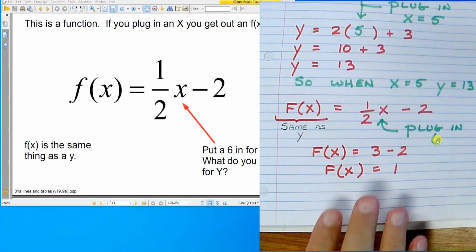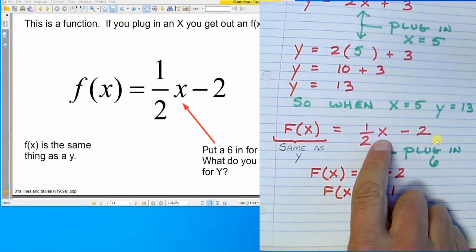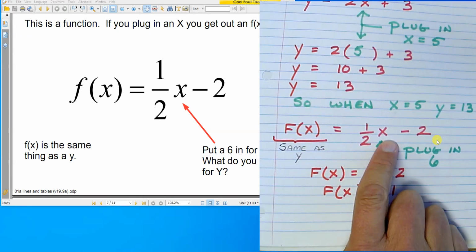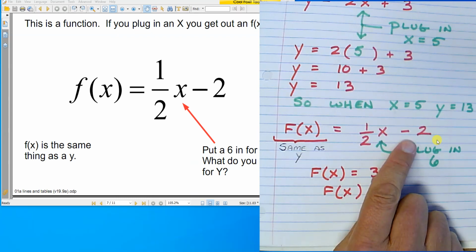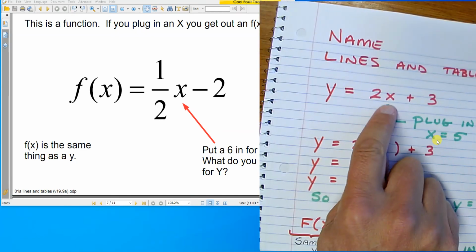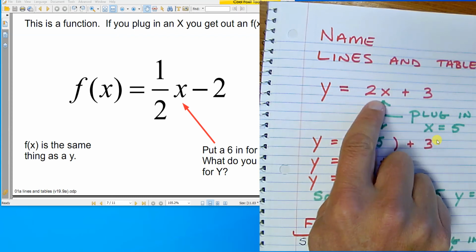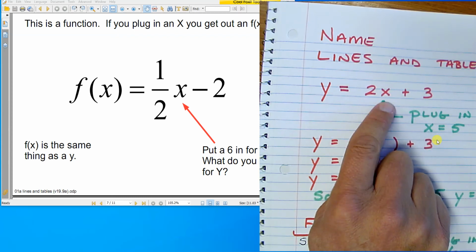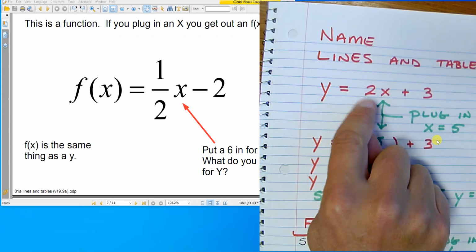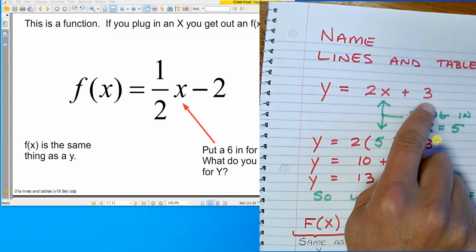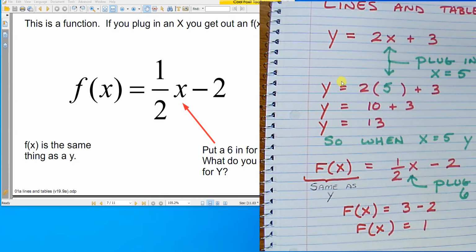And I could use both of these equations over and over again. So let's plug in an 8. Half of 8 is 4, minus 2 is 2. Let's plug in a 10. Half of 10 is 5, minus 2 is 3. Up here, let's plug in a 6. 2 times 6 is 12, plus 3 is 15. Let's plug in a negative 2. 2 times negative 2 is negative 4, plus 3 is negative 1. Let's plug in a negative 5. 2 times negative 5 is negative 10, plus 3 is negative 7. So this is how I evaluate a function.